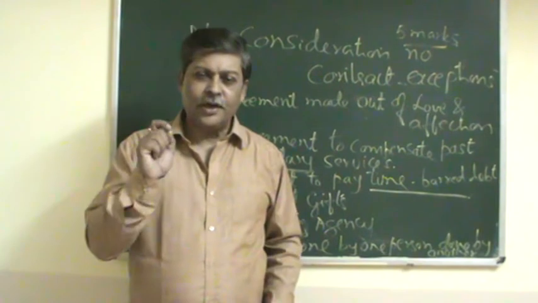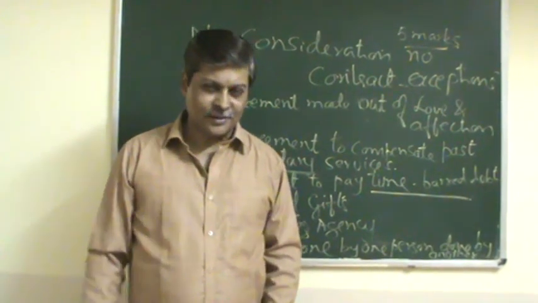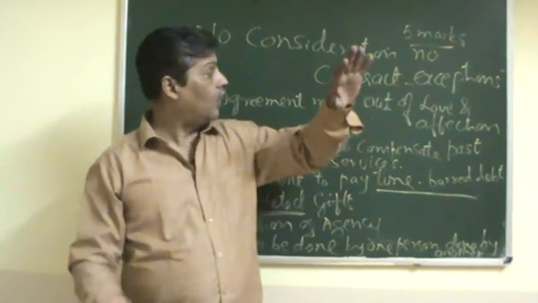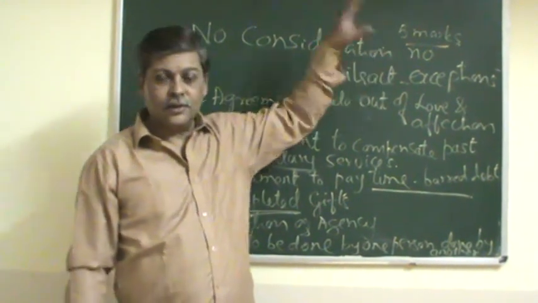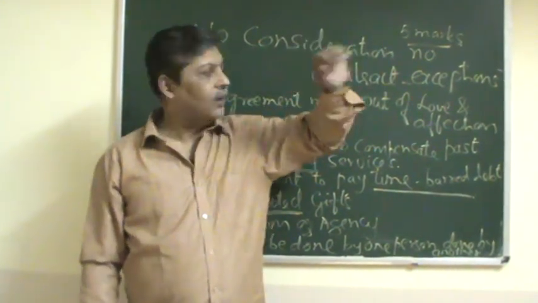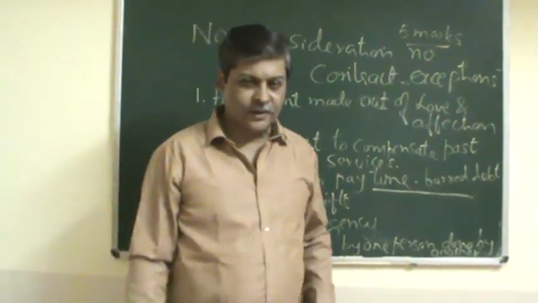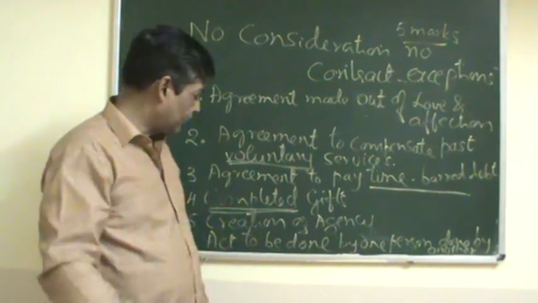Within 2 to 3 lines, you have to complete your answer. So bear in mind, here first you have to mention the doctrine which has been laid down, and then you write the exceptions in 3 to 4 lines, with examples.